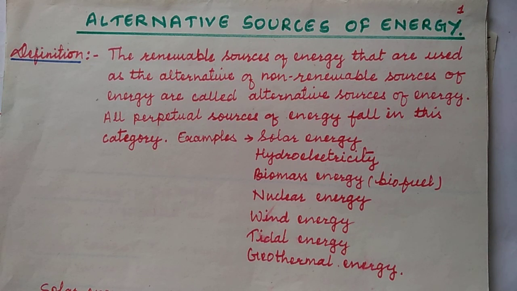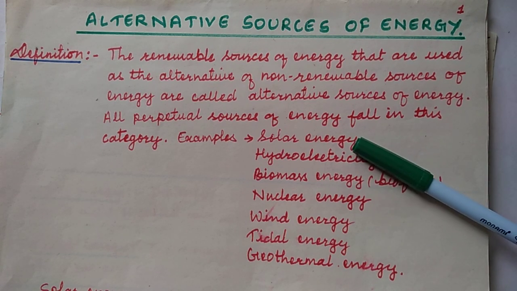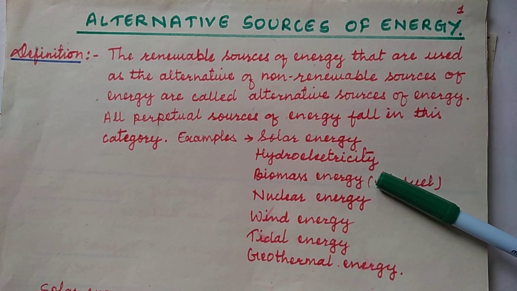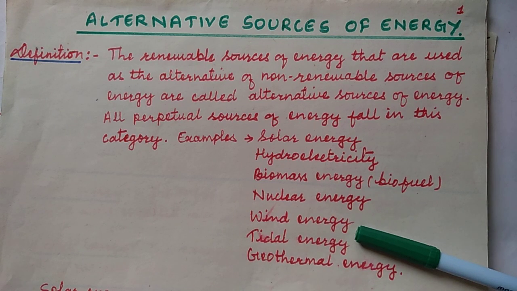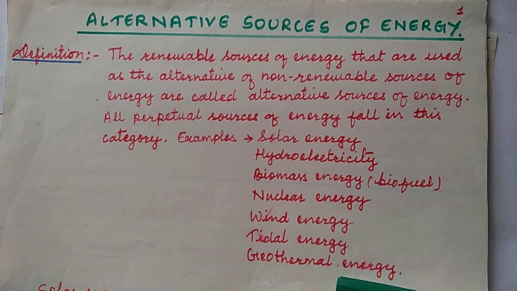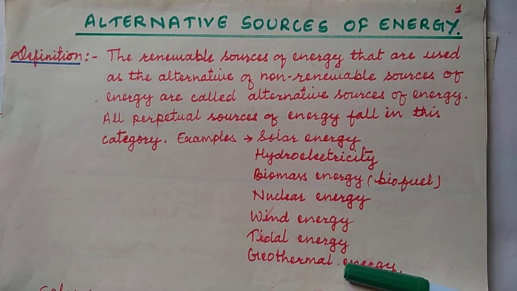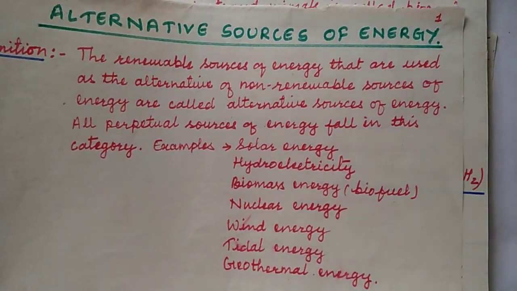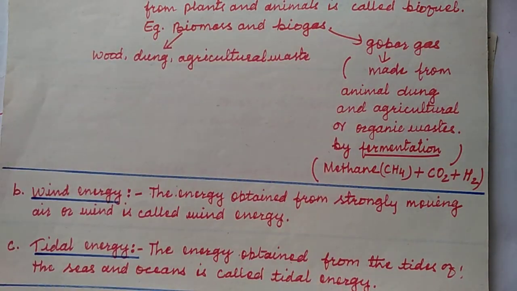In Nepal, we use solar energy, hydroelectricity, biomass energy, and to some extent wind energy in a small amount. This many sources of energy are used in our country. Tidal energy is not possible in our country. Geothermal energy and nuclear energy have not been harnessed in our country.